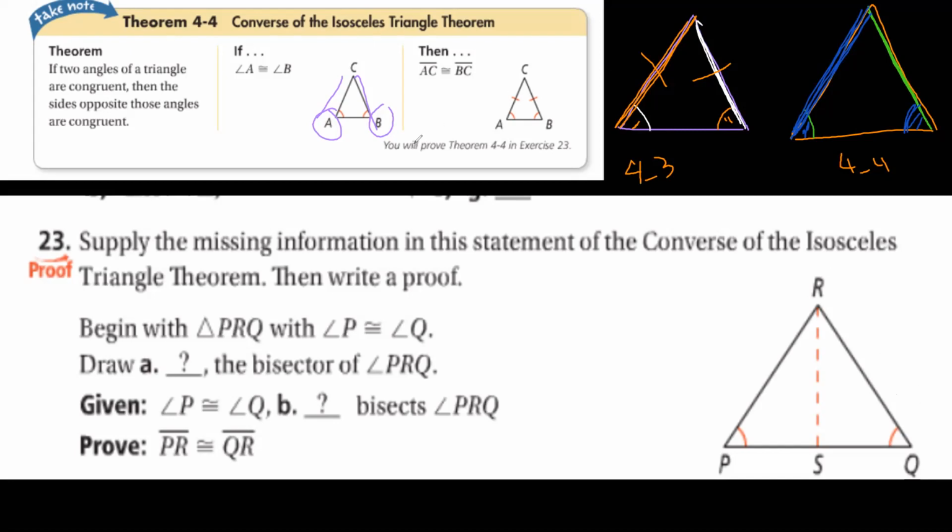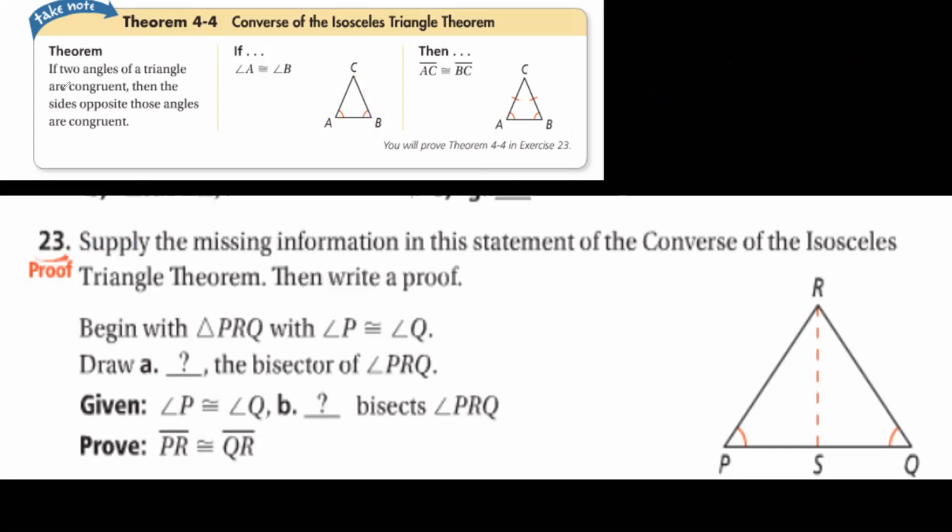Now, it's a proof. It's in exercise 23, so it's not written in your book. I break the question here, as you see, which is number 23. And we will now prove it. So let's write with me how we can prove that these two triangles are congruent. Look, see here. I want to prove, supply the missing information in the statements of a converse of the isosceles triangle theorem.